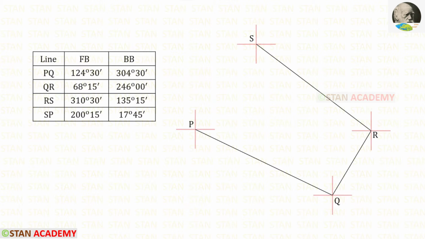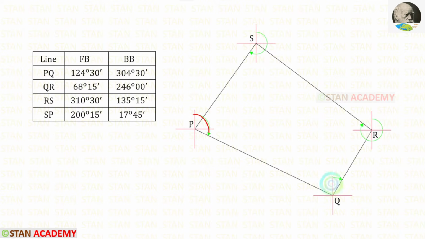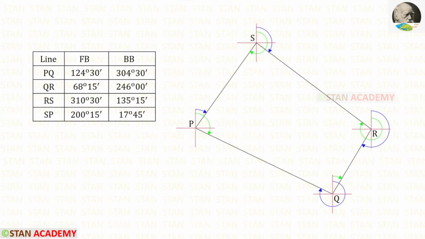The fore bearing of SP is given as 200 degree 15 minutes. We know that 200 comes between 180 and 270. So in between we have to make a line and connect with the station P. Now let us indicate the fore bearings. Then let us indicate the back bearings.